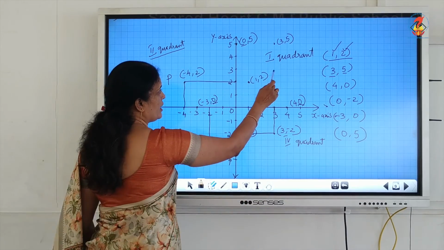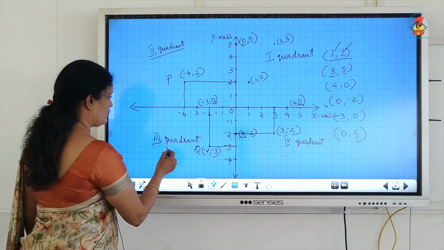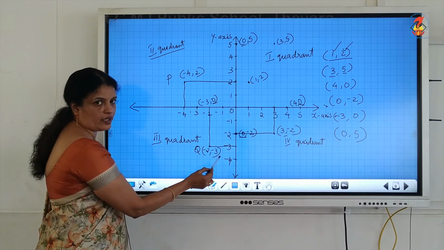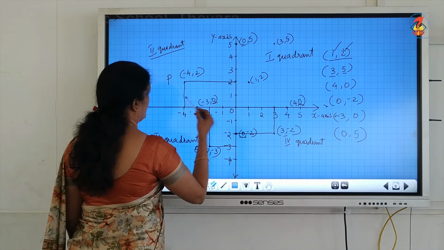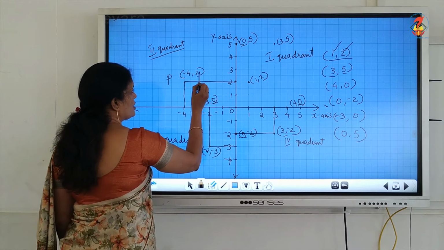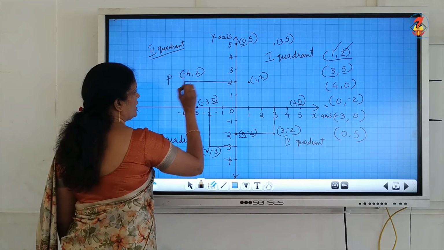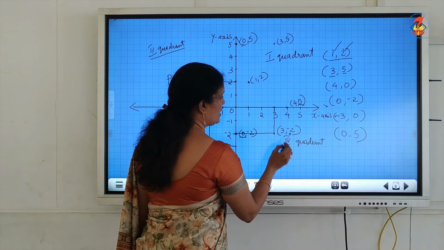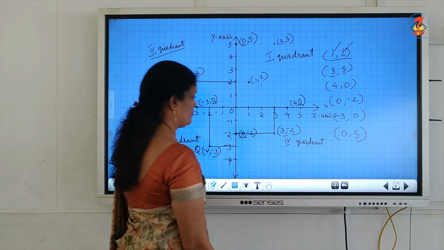For the first quadrant, x coordinate and y coordinate are positive. In the third quadrant, x coordinate and y coordinate are negative. Then second and fourth quadrant. Second quadrant: first negative, second one positive. That means x coordinate is negative, y coordinate is positive. Fourth quadrant: x coordinate positive, y coordinate negative.